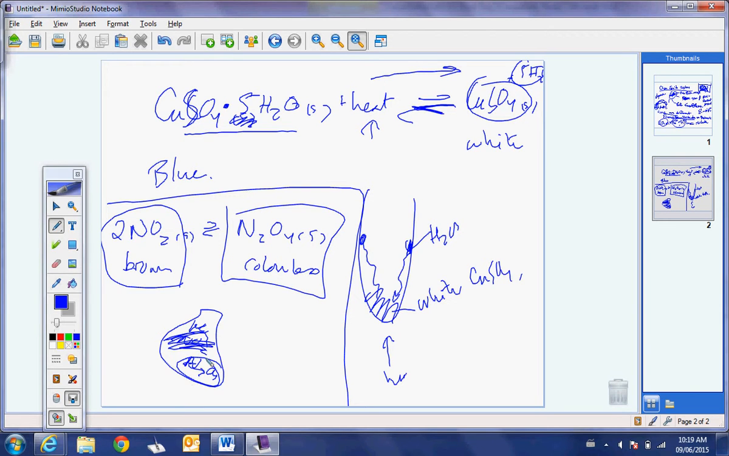Okay. So now, and this is again, now we're encroaching on Le Chatelier's principle. So Le Chatelier said there's three things that affect equilibrium, right? What are they?